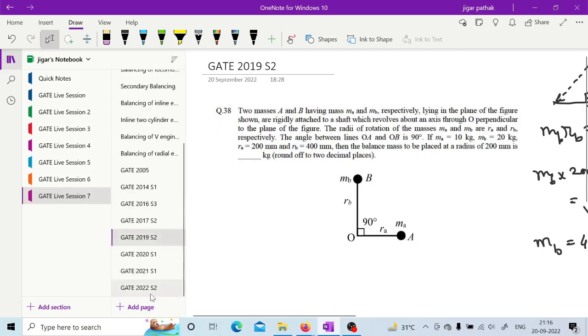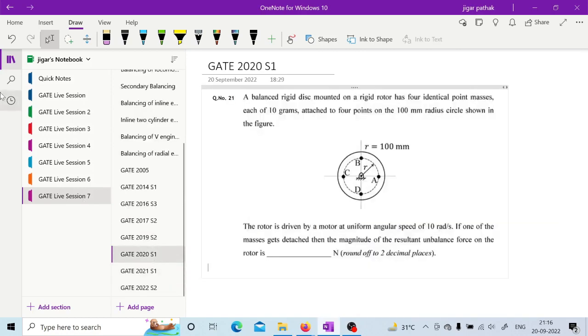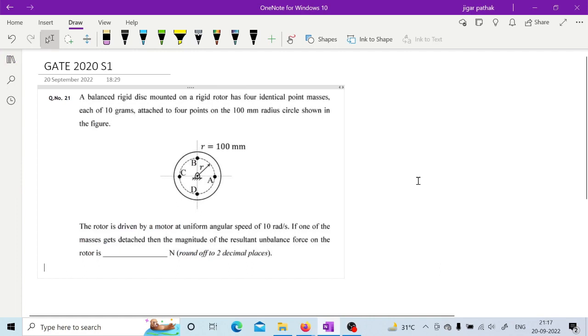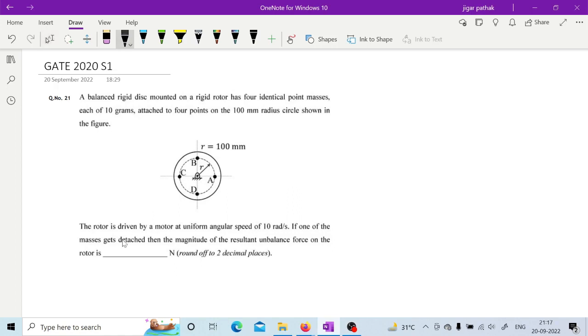Okay. Now next is this one. Here also a simple question. A balanced rigid disc mounted on a rigid rotor has four identical point masses, each of 10 grams, attached to 4 points on the 100 mm radius circle shown in the figure. The rotor is driven by a motor at a uniform angular speed of 10 radian per second. If one of the masses gets detached, then the magnitude of the resultant unbalanced force on the rotor. What they are asking is, if one of the masses gets detached, then the magnitude of resultant unbalanced force.